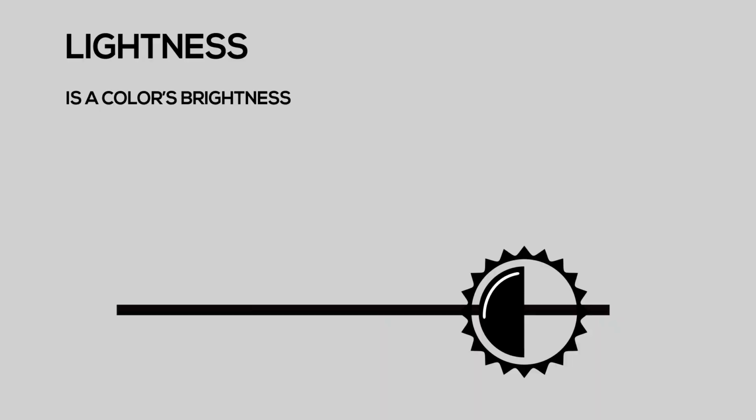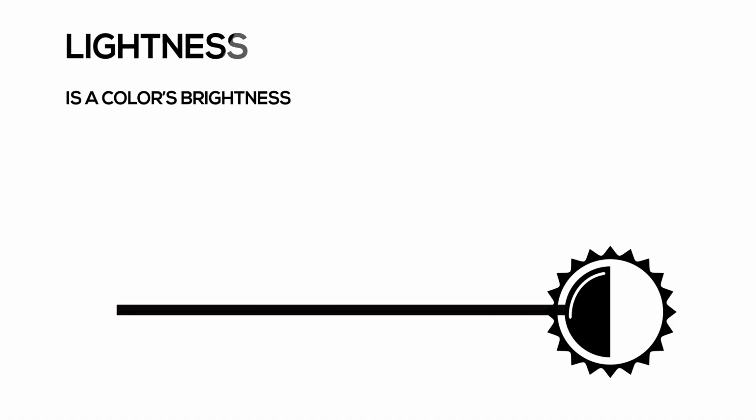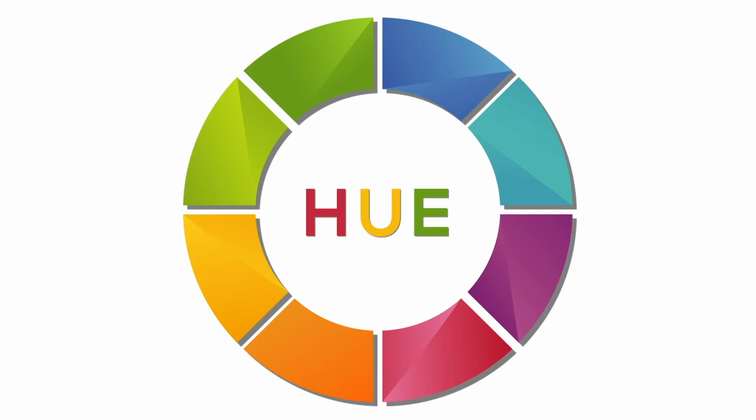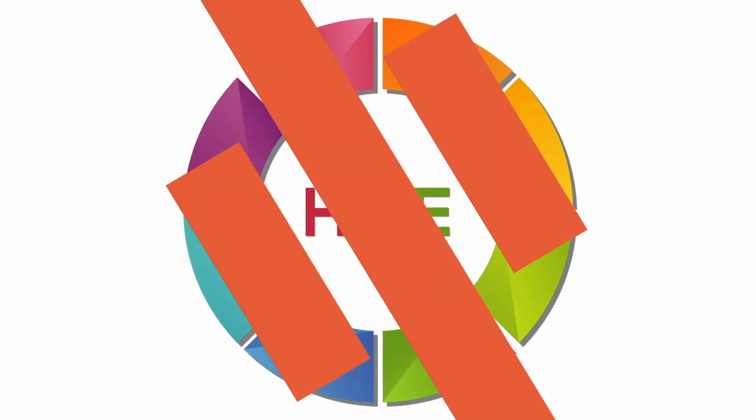All colors are organized in 3 dimensions: lightness, saturation, and hue. Lightness, also known as value or tone, is the brightness of a color. Saturation is the intensity of a color. Hue is a color or shade.